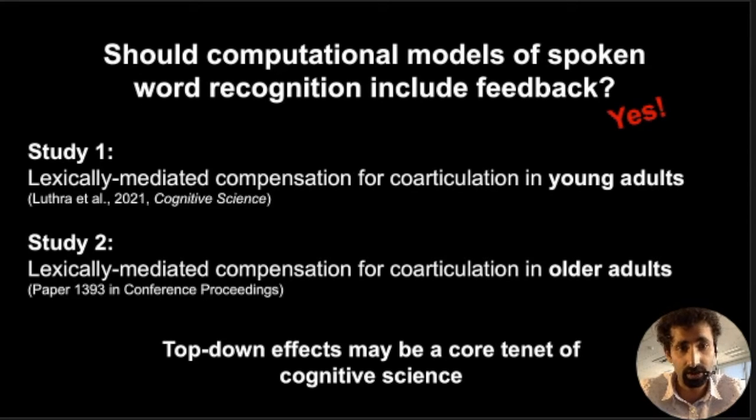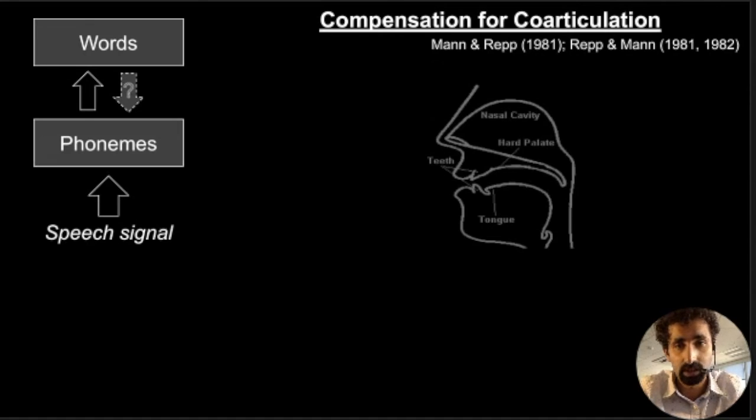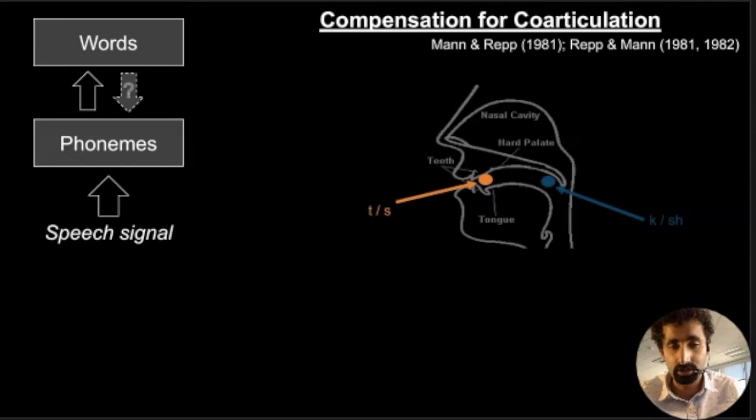Now, before I can describe this phenomenon of lexically-mediated compensation for coarticulation, I first have to tell you about a phenomenon known as compensation for coarticulation. There are some sounds, like t and s, that are usually produced with a front place of articulation, whereas sounds like k and sh are produced relatively far back in the mouth. Now, sometimes a talker has to produce a front sound and then immediately produce a back sound. And when that happens, they may not be able to get to the back of the mouth. Instead, they'll end up producing a sound with a relatively ambiguous place of articulation for their second sound. And so we see an effect of coarticulation, or of adjacent vocal tract gestures influencing one another.